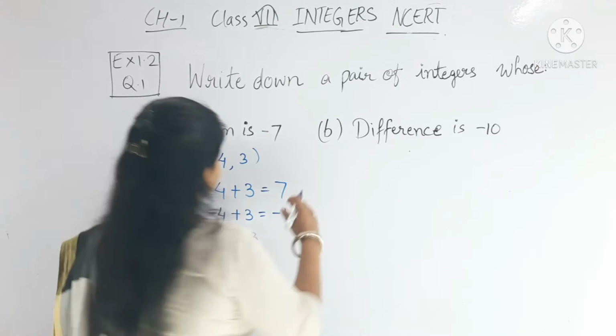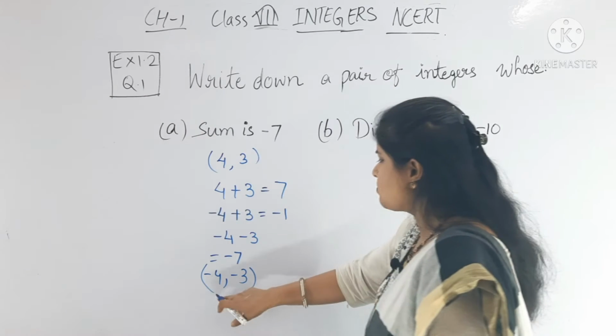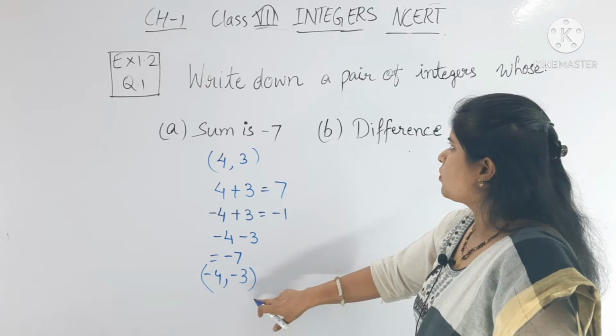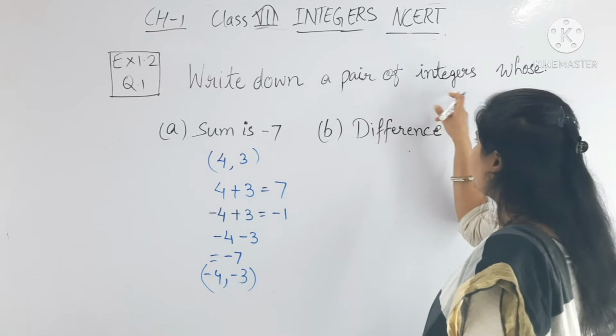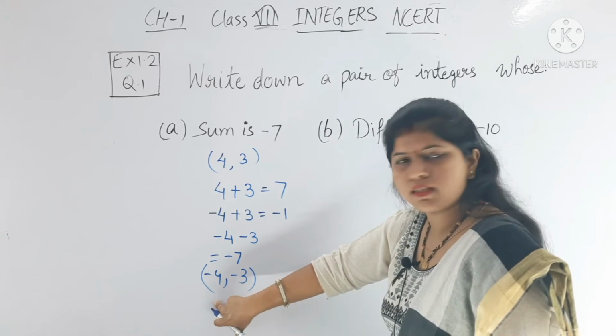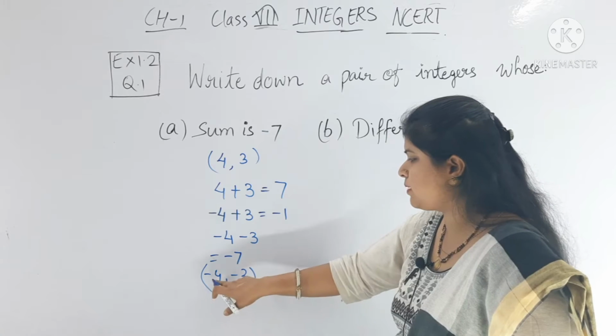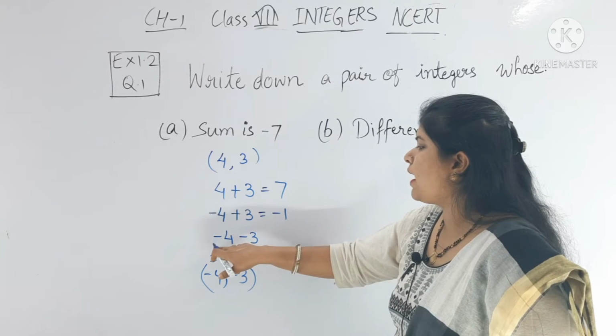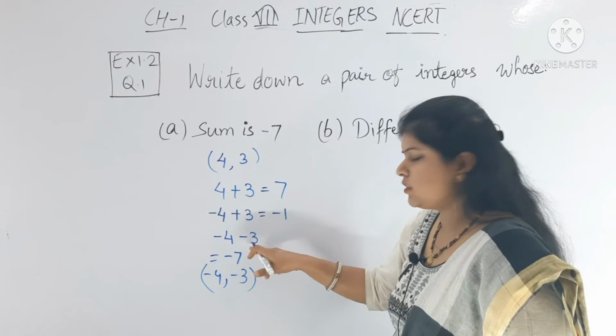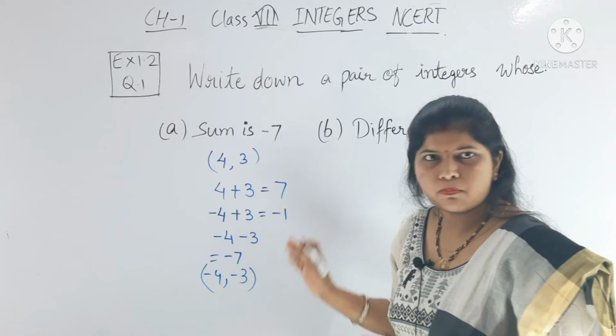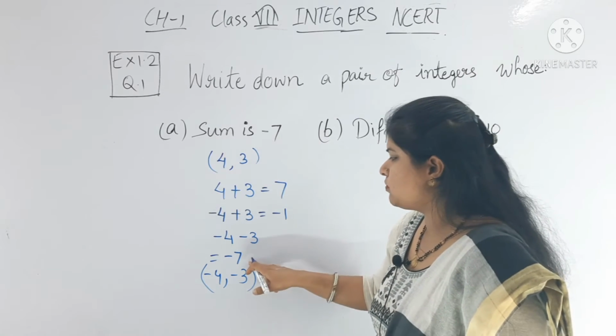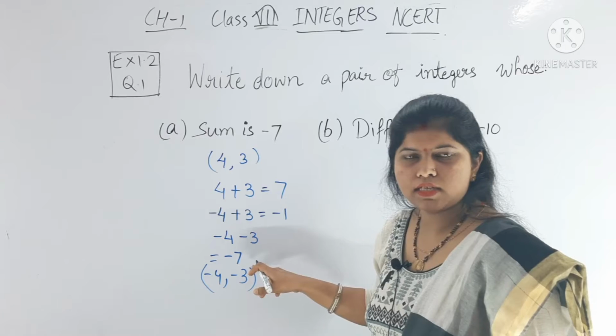So this is the answer of the first part, that is minus 4 and minus 3. The question is a pair of integers, so the pair of integers is minus 4 and minus 3. When we add this, minus minus is plus, so the result will be minus 7.